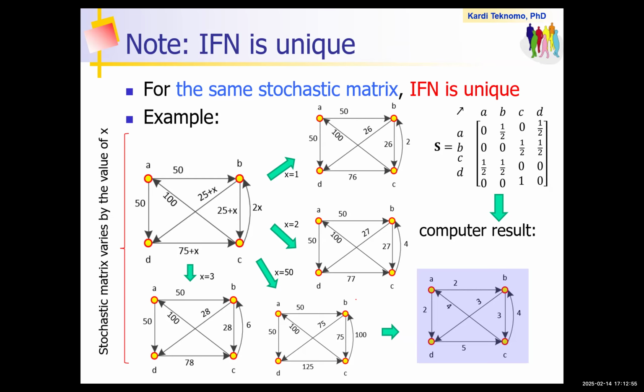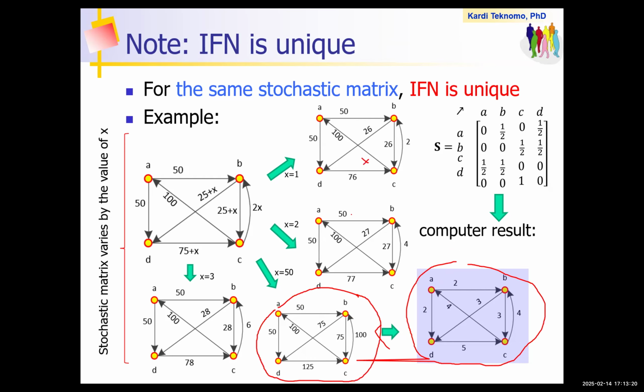If we compute using a computer, you will get this value. It's not even the same as all of these. And actually, this is equivalent to this one, because this one multiplied by 25 gives exactly this one. So this is the equivalent IFN, and this is not. Is it clear or not?